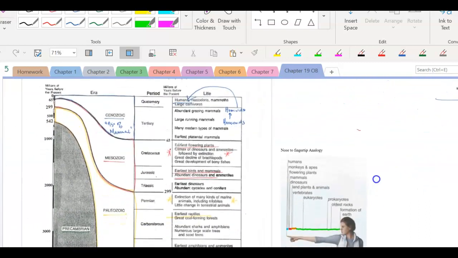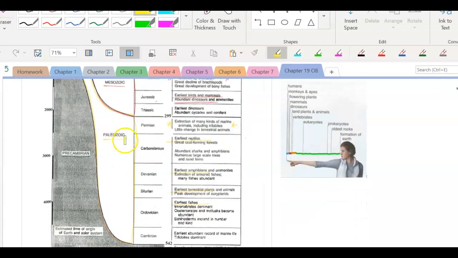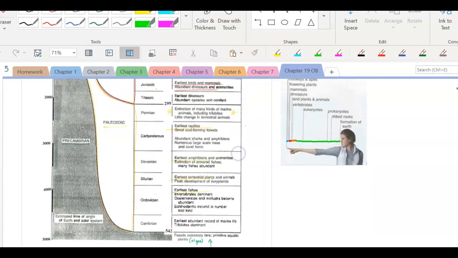The geologic timescale is broken into eras. These are the eras that you need to know. There are 4 of them. Cenozoic, ceno meaning recent. Mesozoic, meso meaning middle. Paleozoic, paleo, we already learned earlier, meaning ancient. Zoic means time. So Cenozoic is recent time, Mesozoic is middle time, and Paleozoic is ancient time.